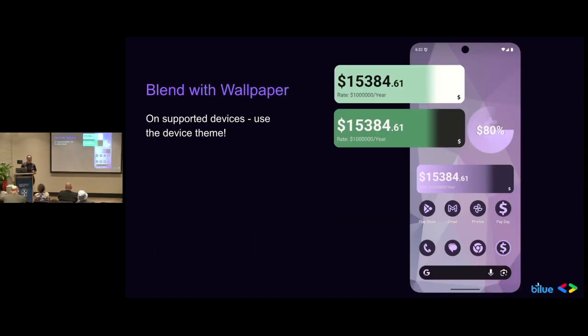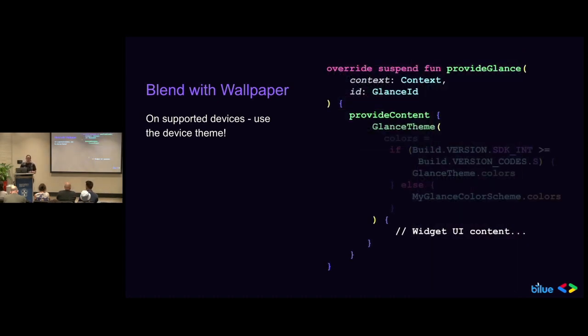But what if I want to blend it in with my wallpaper? If I had this nice purple background and I put these green on top, it's going to look pretty ugly. And you can't control what colours the user has on their device, what their styling is, whether they want something nice and minimal or whether they want bright colours everywhere. So you want to make sure that it looks nice for them. So on supported devices, I think it's Android 12 and above, you can use the device theme, and that's just the actual wallpaper colours, but also those colours you can select to make everything match nicely.